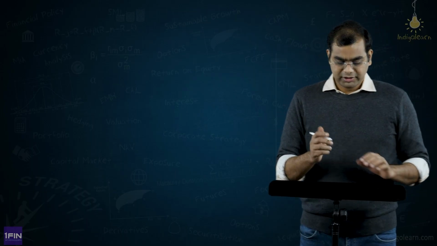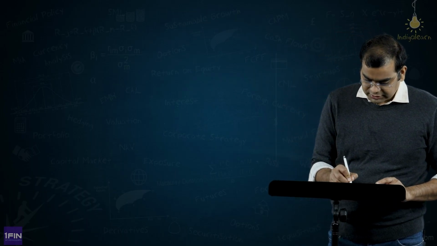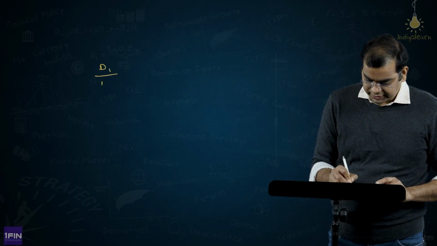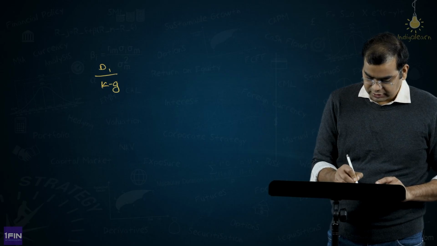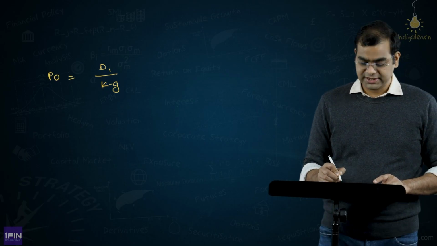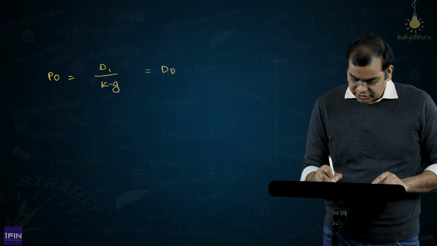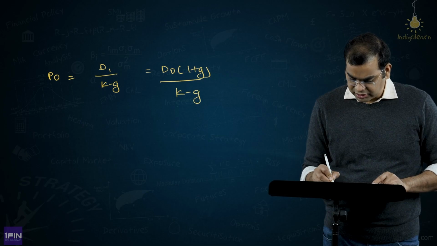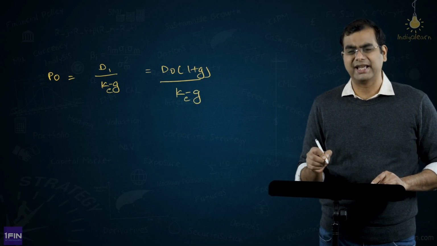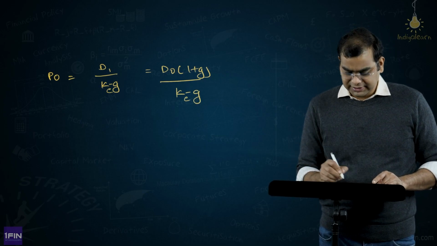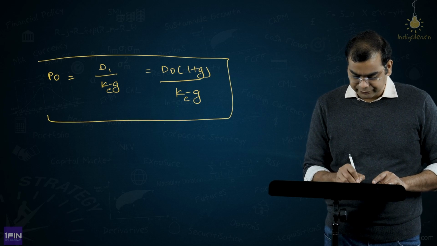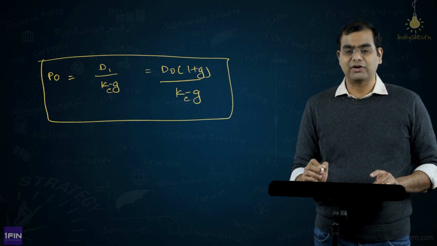So friends, if you remember, the formula was D1 by K minus G, that is, price 0, the price today, is D1 by K minus G. What is D1? Let us further simplify: D0 into (1 plus G) by (K minus G). You can call KE cost of equity, you can call it R, you can do multiple things, but this is the basic formula. I just want to show you how this formula has been derived.